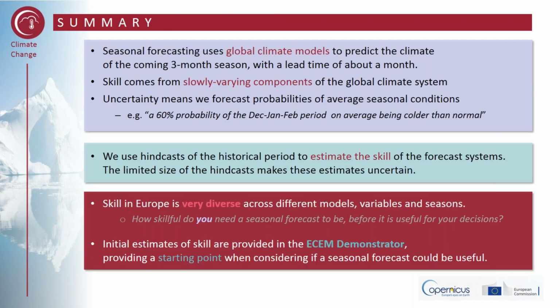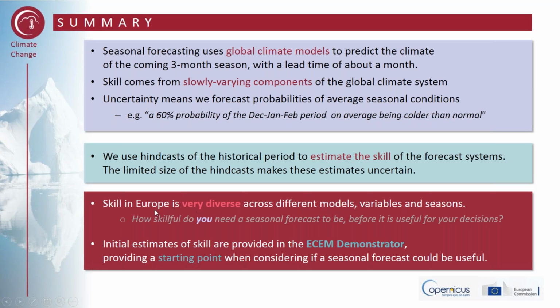So just to sum up everything, seasonal forecasting uses global climate models to predict the climate of the coming 3-month season, with a lead time of about 1 month. And the skill comes from slowly varying components of the global climate system. The uncertainty means that we forecast probabilities of average seasonal conditions. And we use hindcasts of the historical period to estimate the skill of the forecast systems, but the limited size of the hindcasts means that these estimates are uncertain.